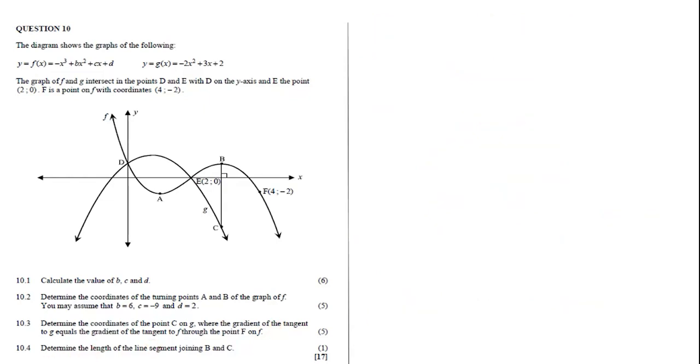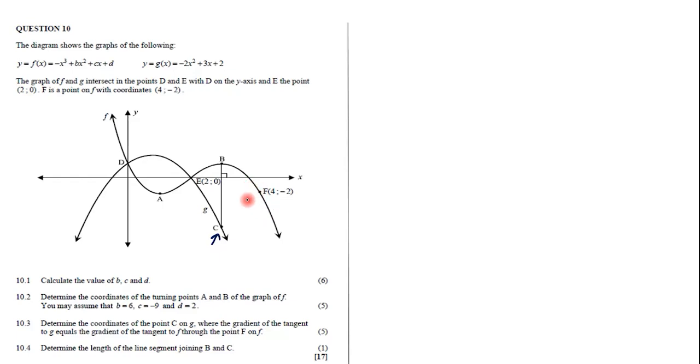All right, so the next question, 10.3, says that we need to determine the coordinates of the point C that is on G, where the gradient of the tangent to G is equal to the gradient of the tangent to F through the point F on F. So basically what they want us to find is these coordinates here, given that the tangent passing through this parabola has the same gradient as the one passing through that one.